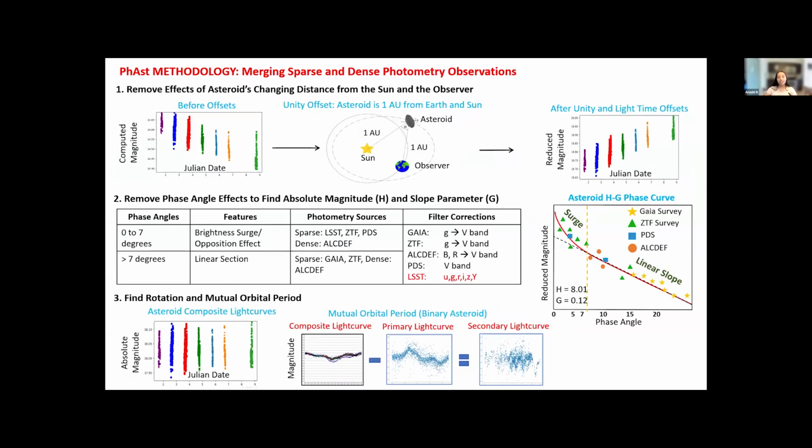So PhAst follows a quick 3-step methodology. First, I removed the effects of changing distance from the sun and observer by applying offsets to benchmark the brightness of the asteroid to 1 AU from the sun and observer, yielding the reduced magnitude. Second, using this reduced magnitude, I was able to plot it with phase angle to create phase curves and find the absolute magnitude and slope parameter of the asteroid. Third, using the absolute magnitude, I was able to combine my dense observations together to find the rotation period of asteroids and, in the case of binary asteroids, the mutual orbital period.